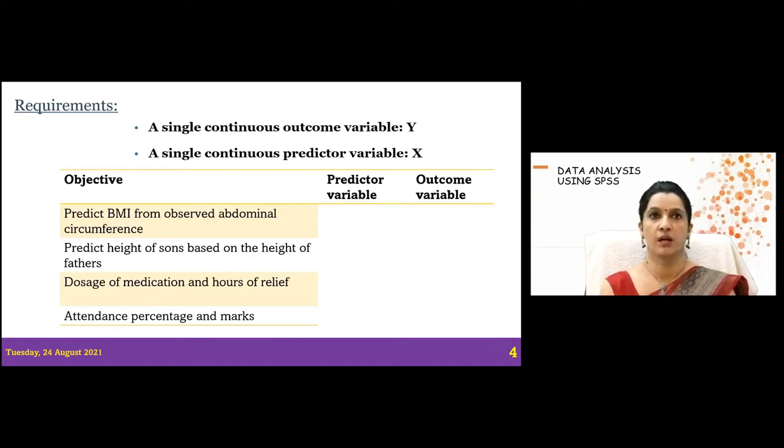Yes, I think all of you are right that abdominal circumference is the independent variable, and based on that, Dr. Mukta, Pankaj, Prabhakar, yes, BMI is the outcome because we want to predict the BMI based on the abdominal circumference.